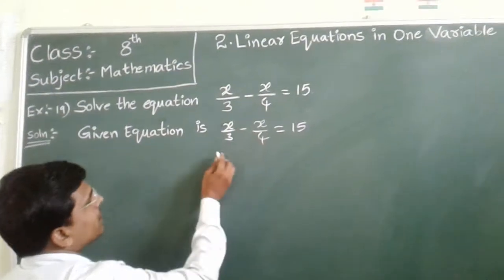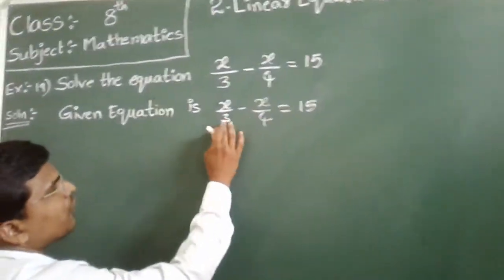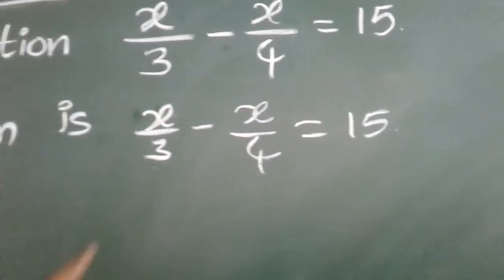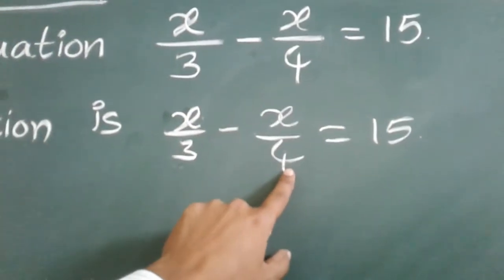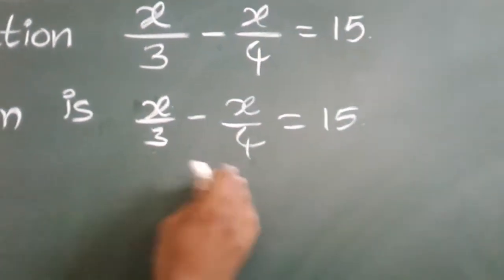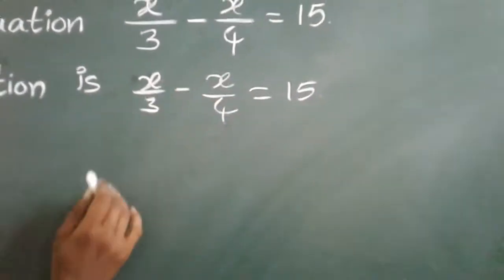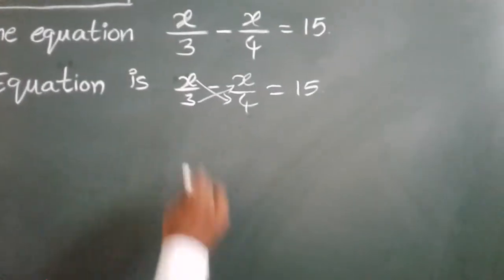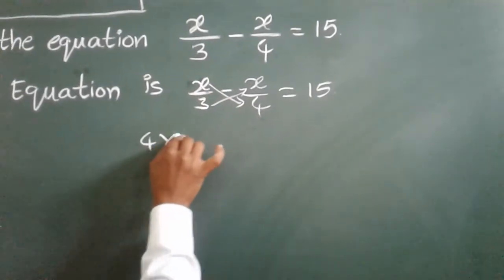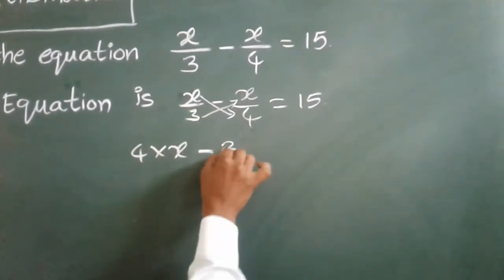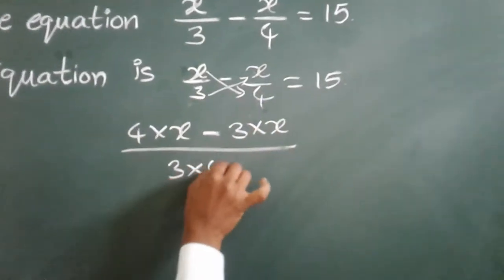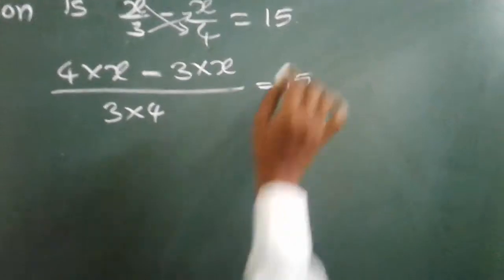Now cross multiply this equation. See, both are unlike fractions. Why? Because both the denominators are different. So that's why we can say these two fractions are unlike fractions. So for these two fractions we can apply subtraction, just by applying the crisscross method. Okay, so 4 into x minus 3 into x divided by 3 into 4 is equal to 15.